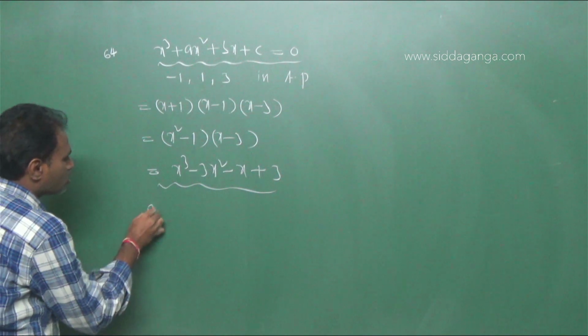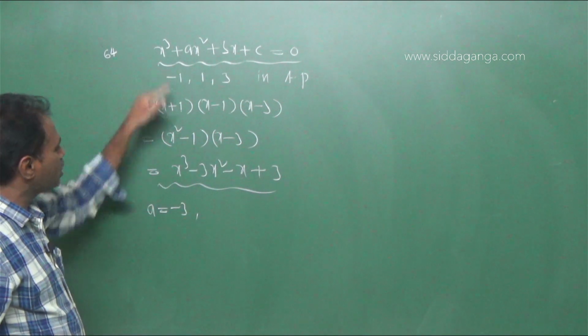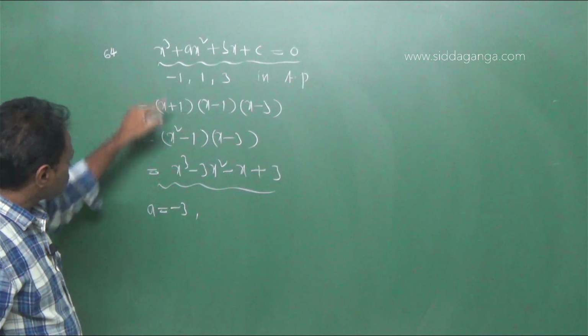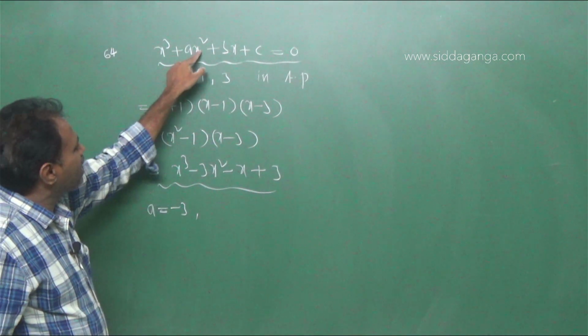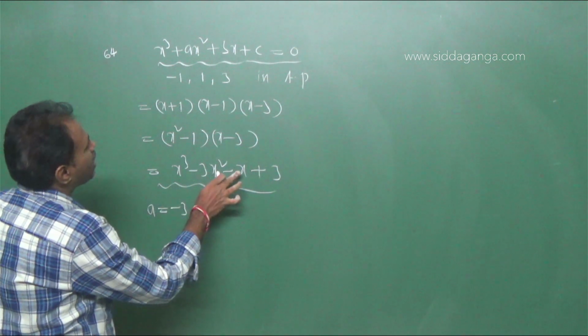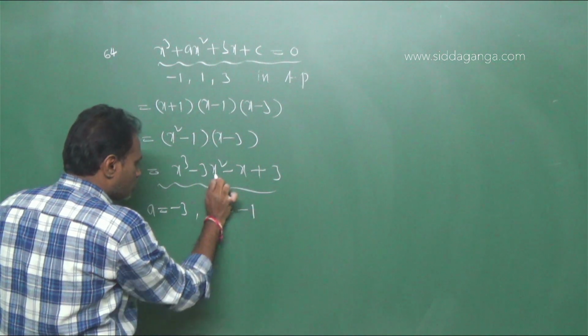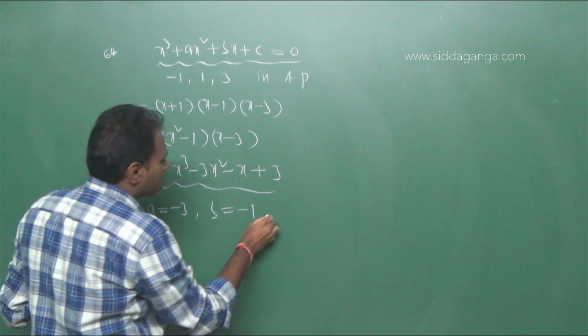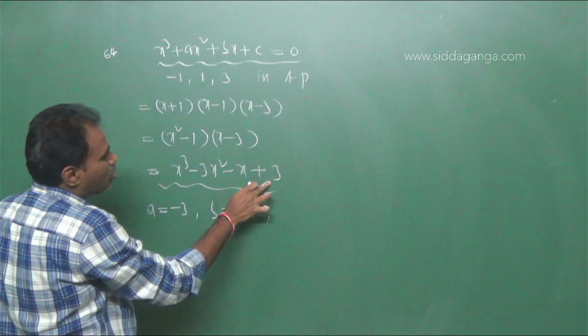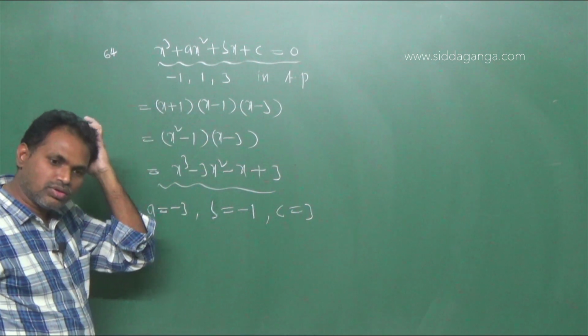Now a equal to minus 3. If we compare these two equations, x cube here and x cube there, and here ax square, here minus 3x square, therefore a equal to minus 3. Here minus x, here bx, therefore b equal to minus 1, and here c, and the constant here is 3, therefore c equal to 3.